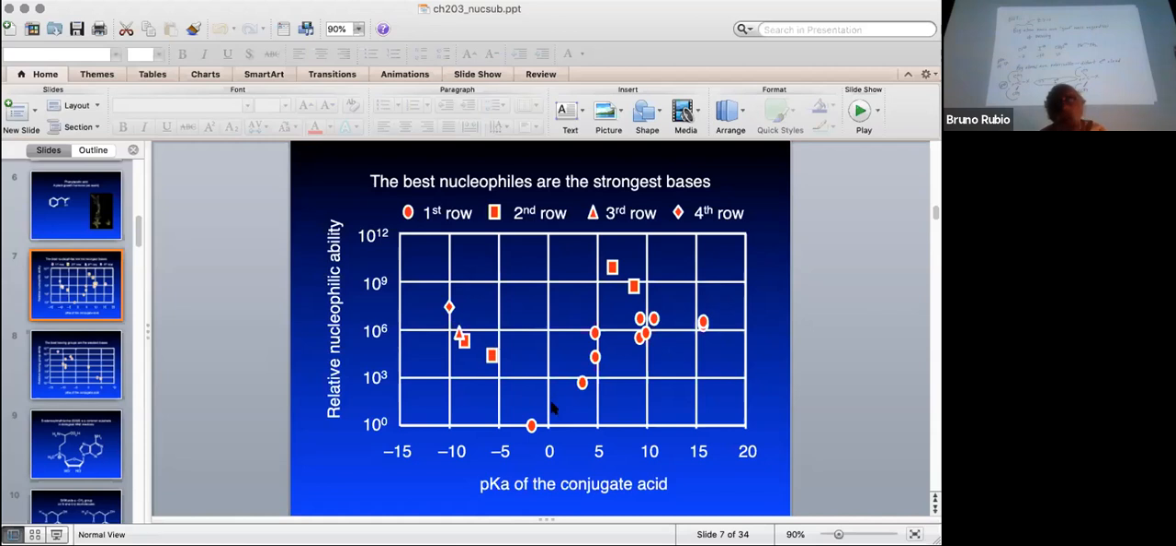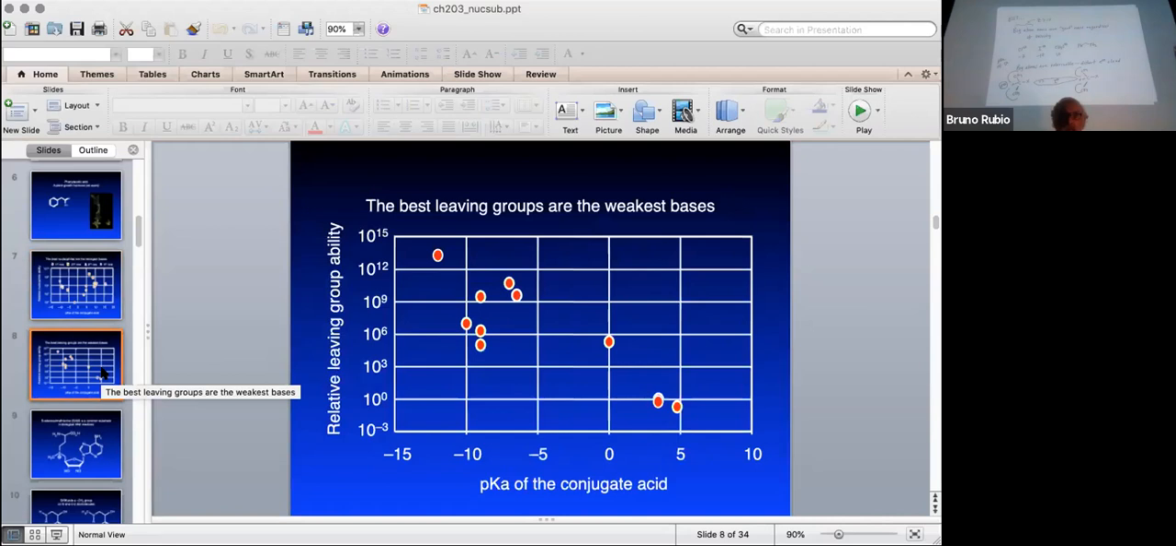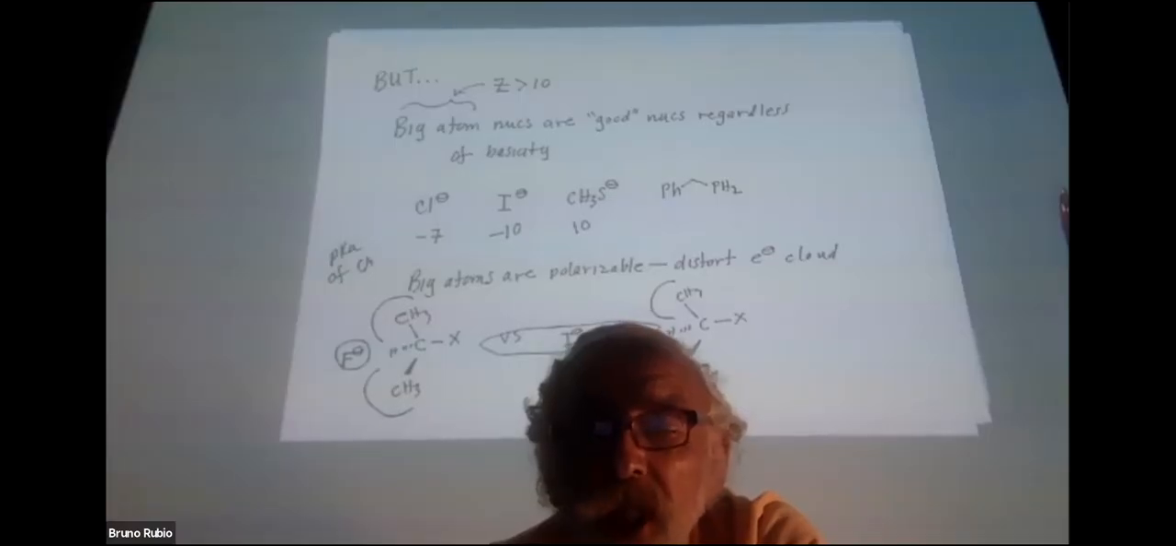All right, so there's a trend here. The stronger the base, the better the nucleophile, but big atom nucleophiles are good nucleophiles regardless of their basicity. Okay, so that's about the leaving group. So we don't have to worry about that because we're just talking about halide.